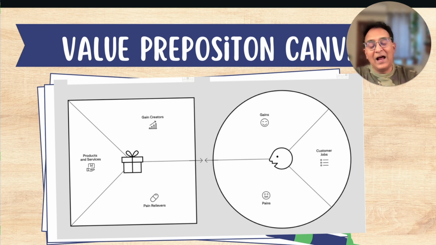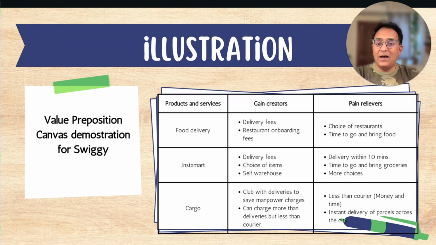Now you understand how you look at the value proposition canvas. You can break it into these three components. The right side is the consumer side, the left side is your product side, what your idea is, and then look at it. In this way, if you can break it down, you can identify your value proposition much more easily.